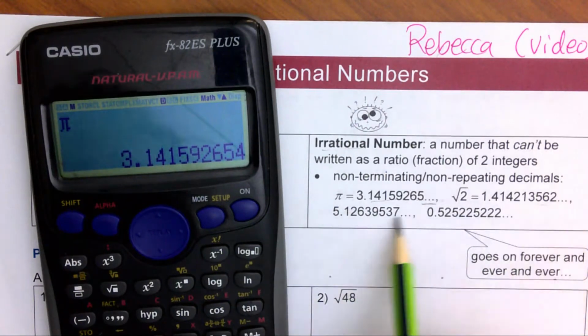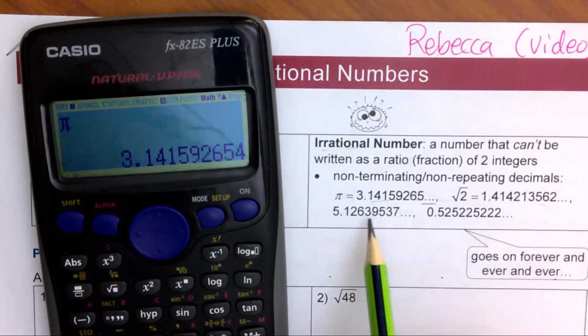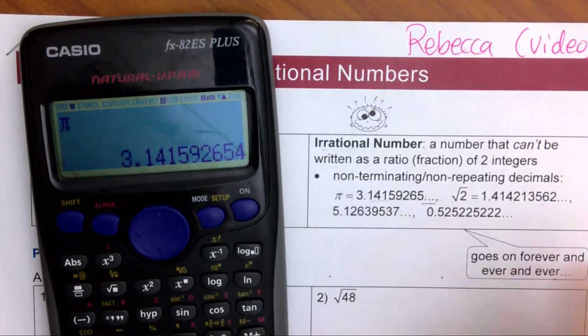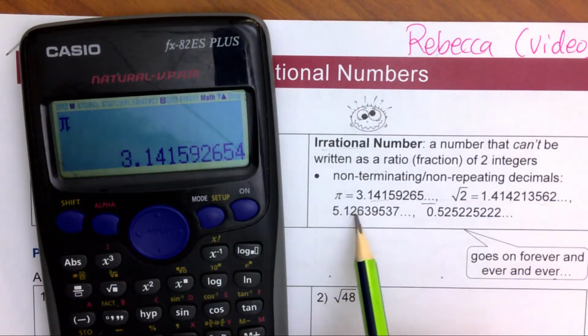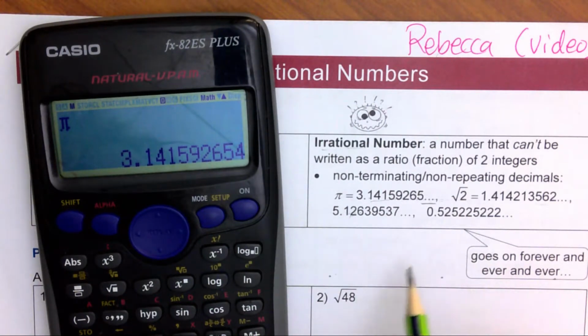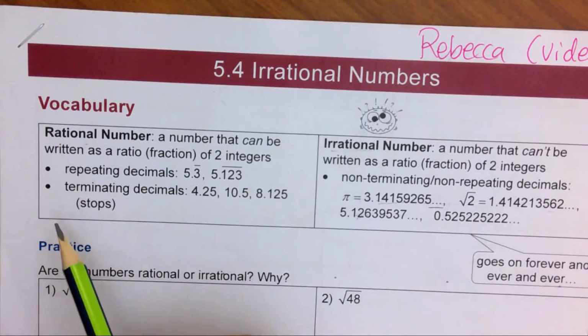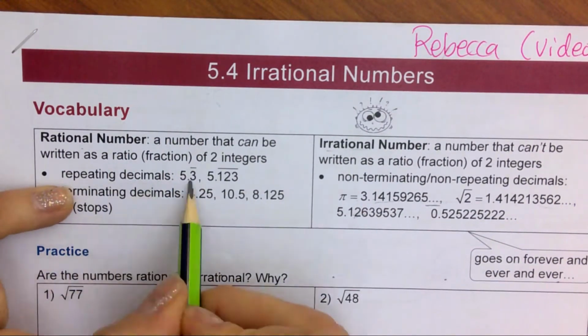And when it goes on forever and ever, if you look at the numbers, there's nothing repeating. There's nothing beautiful about these numbers. They just look like random numbers going on forever and ever. So that's irrational numbers. Rational numbers are when you have things that repeat.